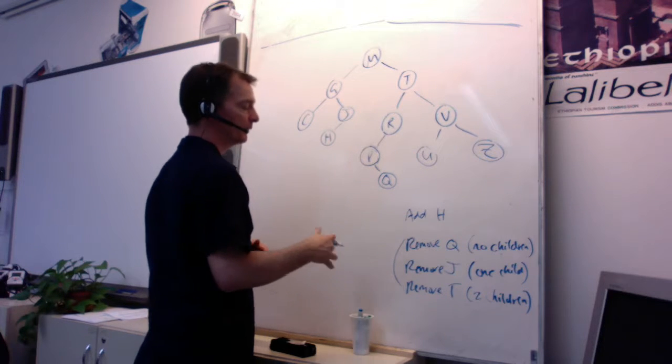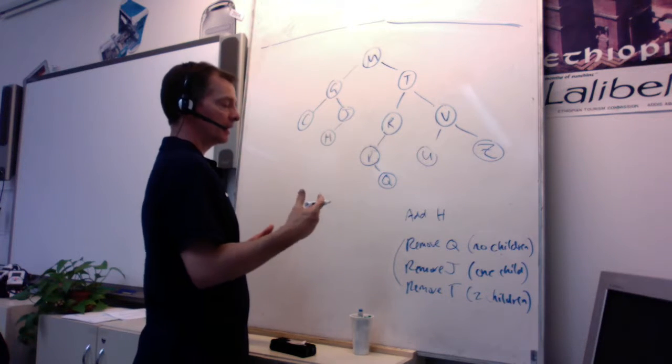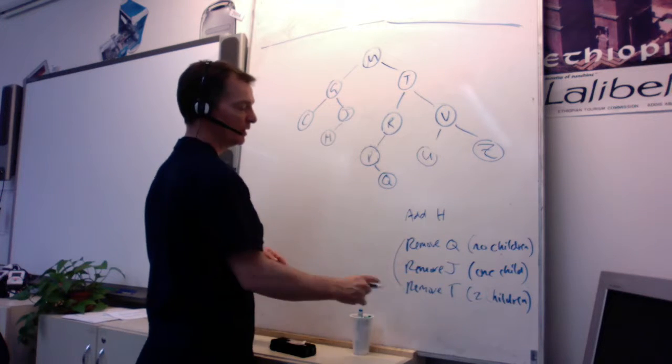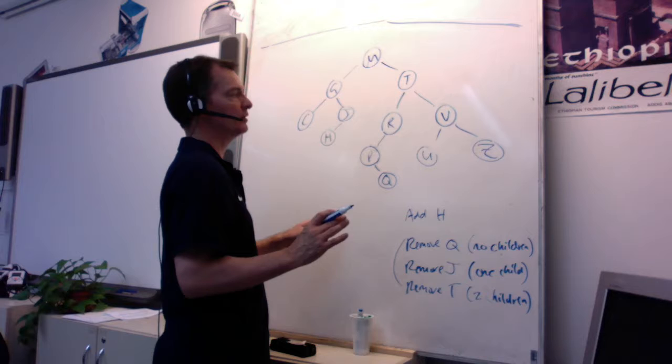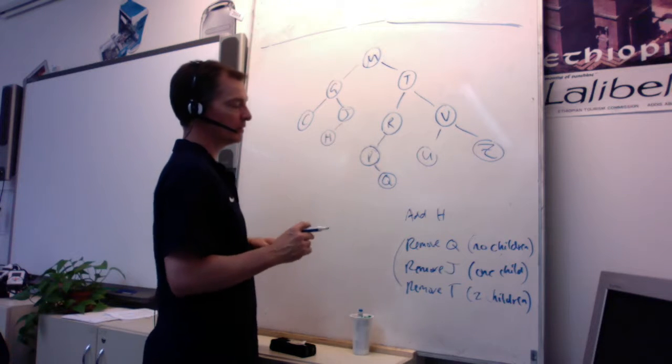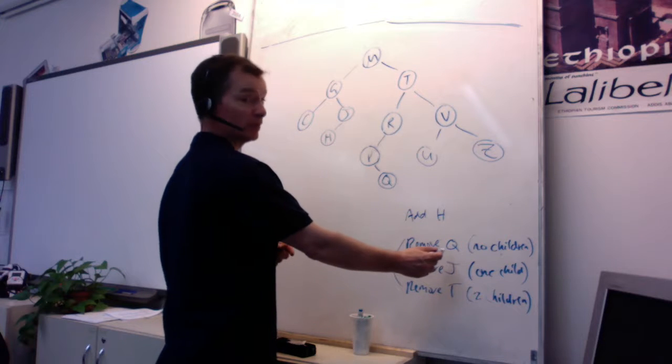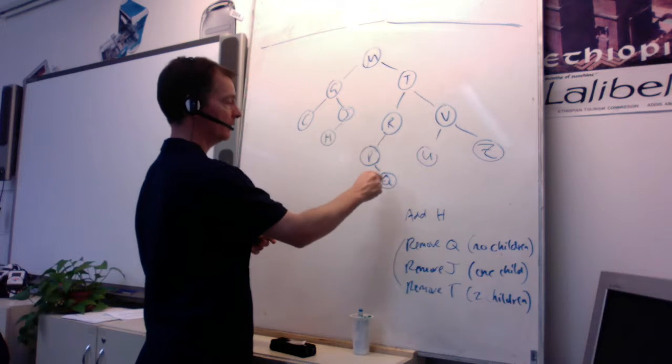So when you're developing the algorithm, you have to take that into consideration. You've got to first check to see if it has no children, if it has one, or if it has two. But this assessment is not asking for that, and it shouldn't. It's just asking for the diagram. So here are the diagrams for, first of all, removing something with no children. So we're going to remove Q. Where's Q? Okay, that's got no children.